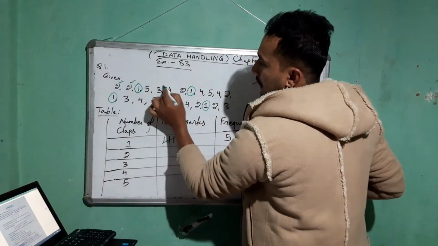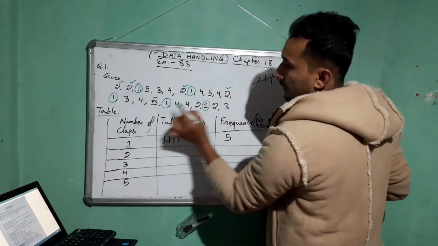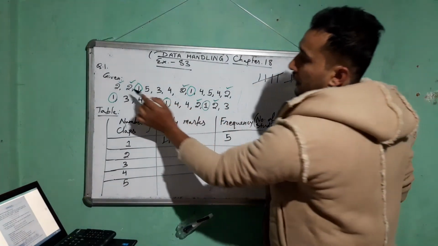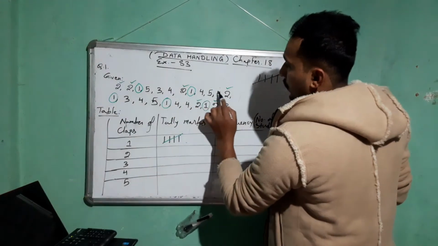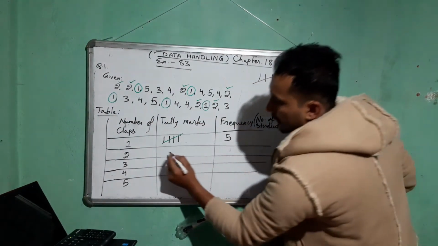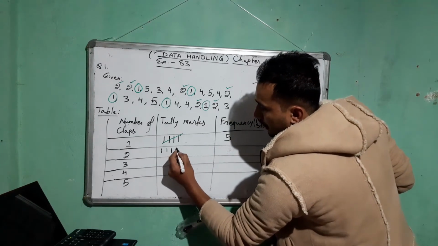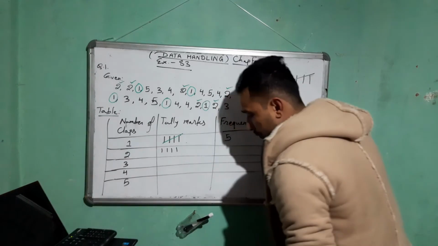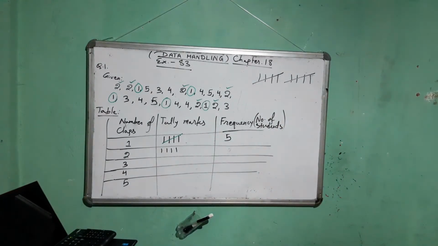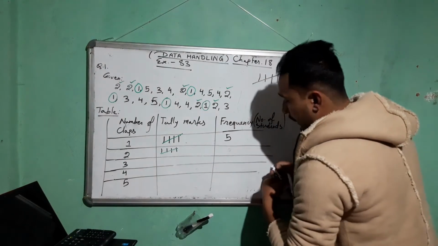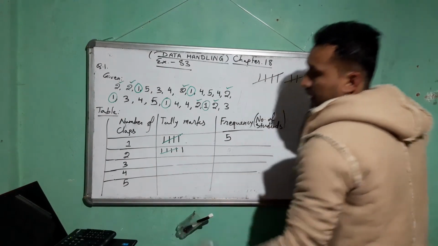This, this, this, this and this. So how many 2 claps are there? 1, 2, 3, 4, 5, 6. 1, 2, 3, 4. With this it becomes 5. Okay, and then 6 separately 1.